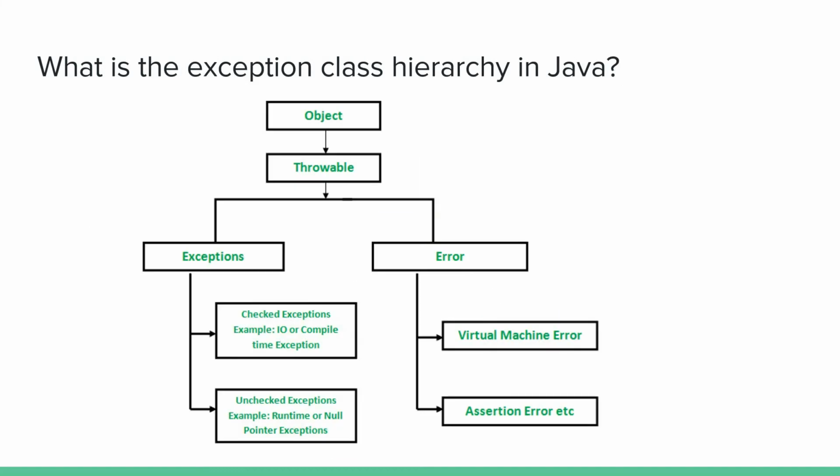Well, the next question is very important. What is the exception class hierarchy in Java? If you can see here, we have got exceptions and errors. Exceptions are of two types here. One is checked exception, another one is unchecked exception. Checked exceptions can be IO or compile time exceptions, whereas unchecked exceptions can be runtime or null pointer exceptions. We are going to talk more about this in the next question. But errors can be virtual machine error, assertion error, etc. So just understand that it's exceptions and errors on the whole, and we've got checked and unchecked exceptions. There can be questions specifically coming from checked and unchecked exceptions as well.